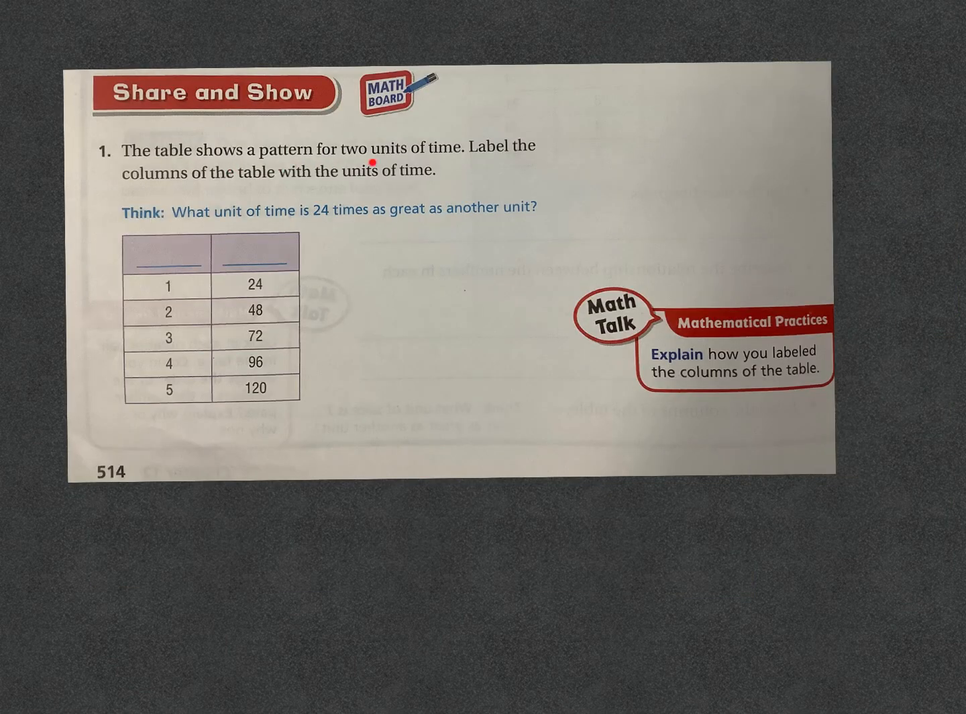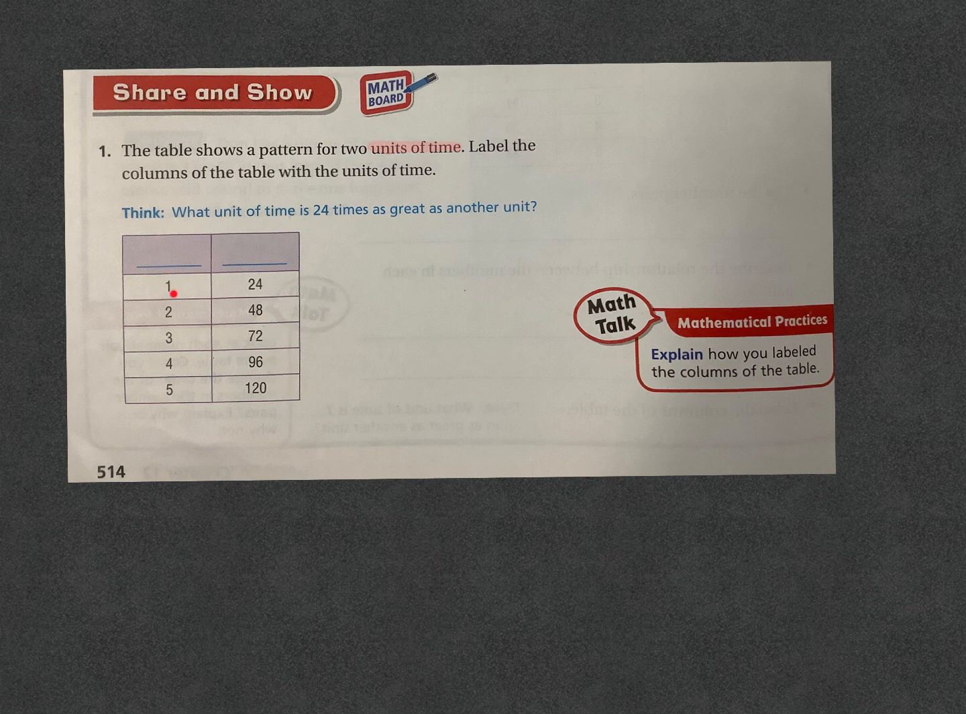The table shows the pattern for 2 units of time. Label the columns of the table with the units of time. So I would go to my units of time page if I need to, because maybe I recognize what the units of time are even without going to that page. We have a 1 to 24 ratio. For every 1 of this, there's 24 of this. If there's 2, there's 48. That's doubled. If there's 3, there's 72. That's tripled, right? Times 3, times 3, times 4, times 4.